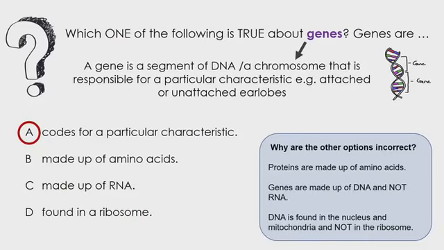But if we look at the rest of the options, and why they are incorrect: for B, the answer says made up of amino acids, but we know that amino acids are the building blocks of proteins. C, made up of RNA, but genes make up DNA. RNA are your examples of tRNA or mRNA. And D says found in the ribosome, but we know that DNA is found inside your nucleus. So that one is incorrect.